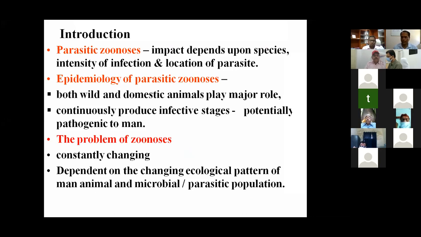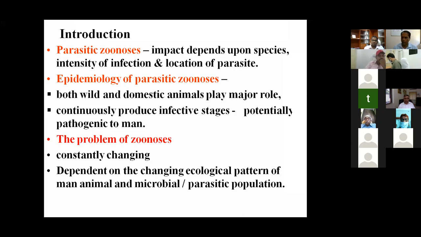Certain parasites are limited only up to the epidermis. Some go into our vital organs. So if we see the epidemiology of parasitic zoonosis, both wild and domestic animals play a major role. They continuously produce infective stages that have a potential and are pathogenic to man. The problem of zoonosis is constantly changing, dependent upon the changing ecological pattern, man and animal and microbial parasitic population.